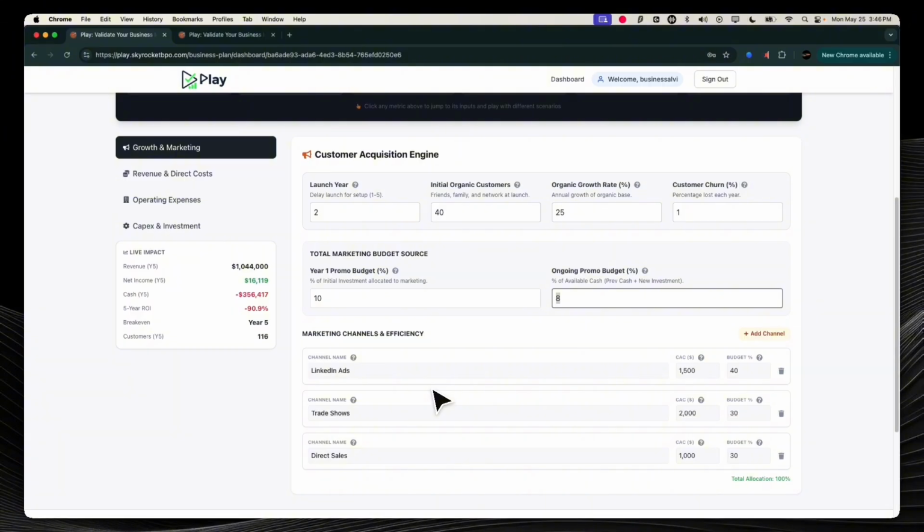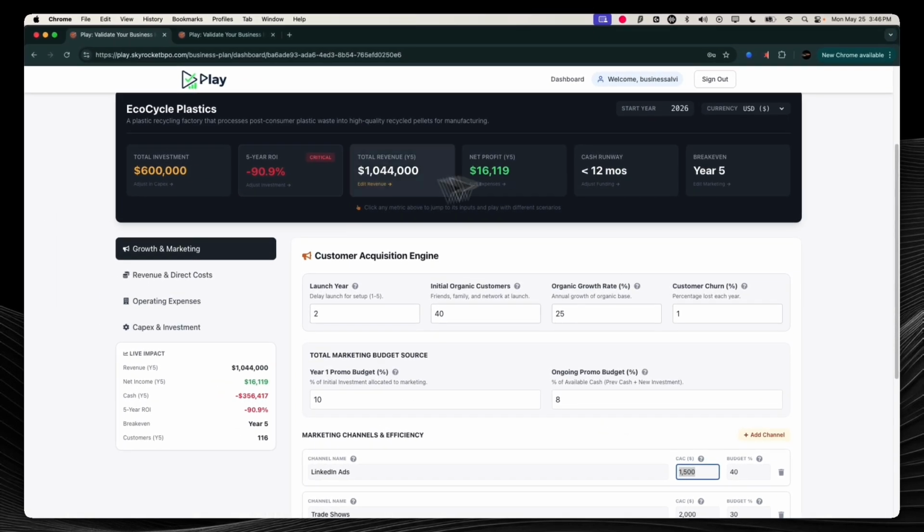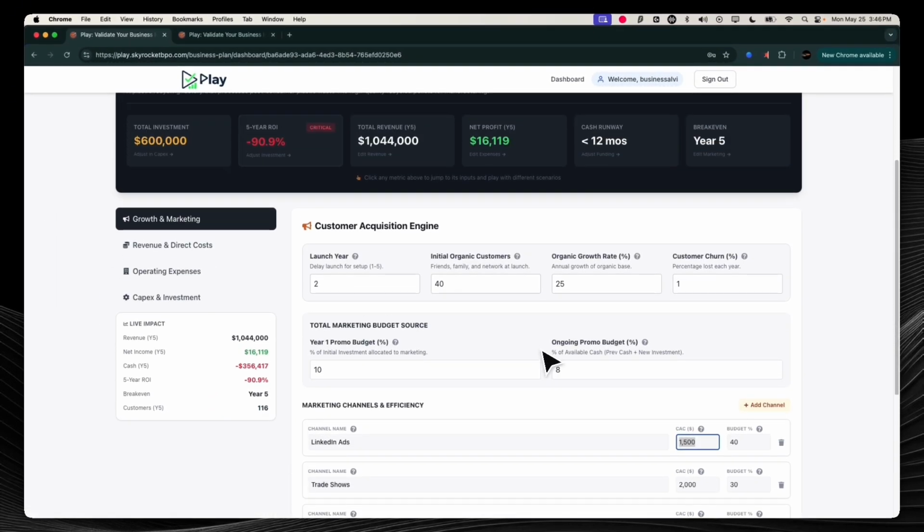Since this is a B2B business, obviously the acquisition cost will be significantly higher. Now, if I change this, it will also have an impact on the profitability. Let's say instead of 1,500 bucks, if it's like 750, then obviously, as you can see, the profitability changes.